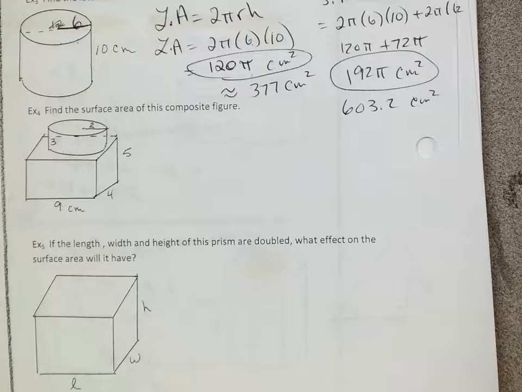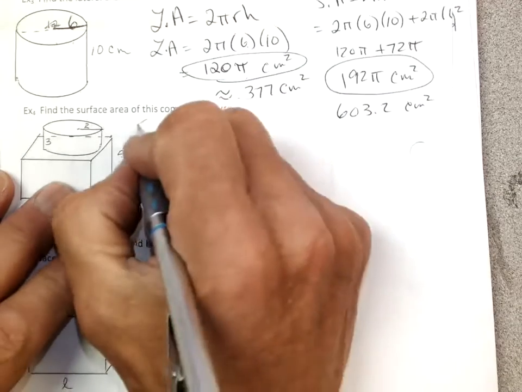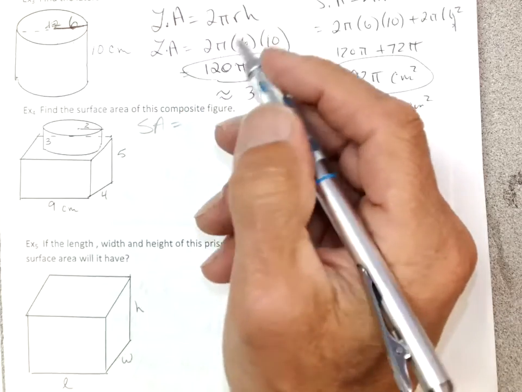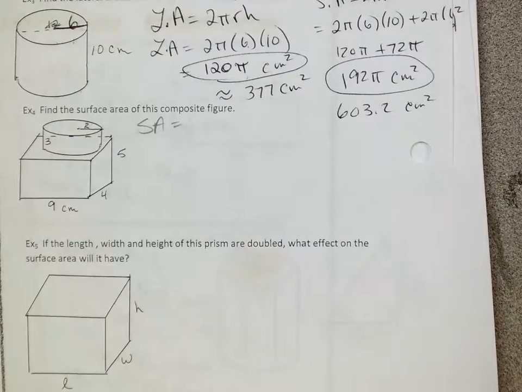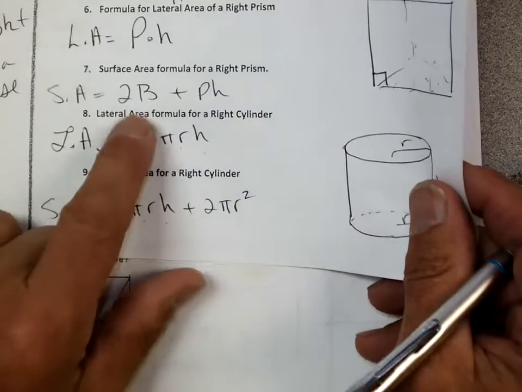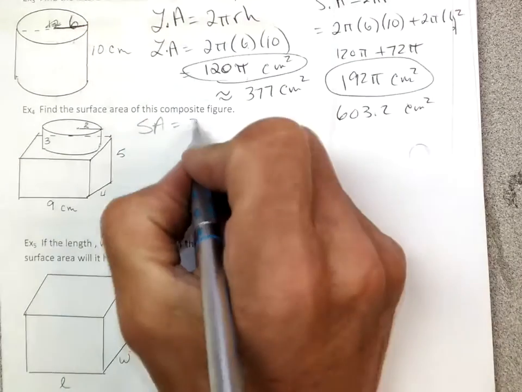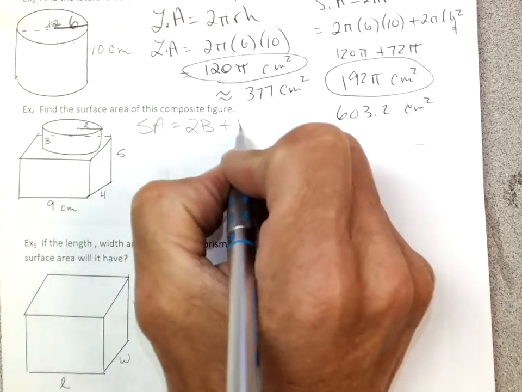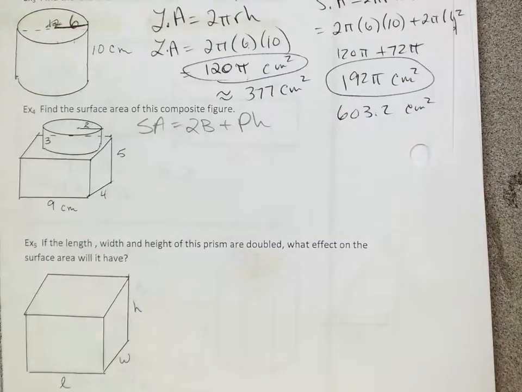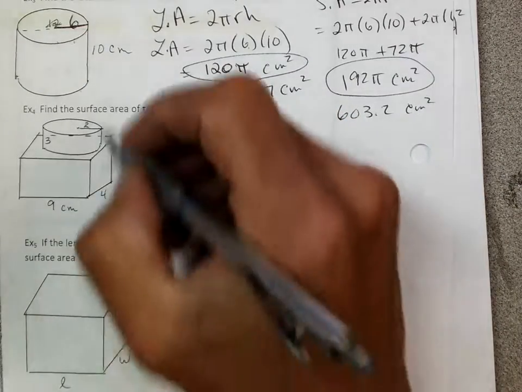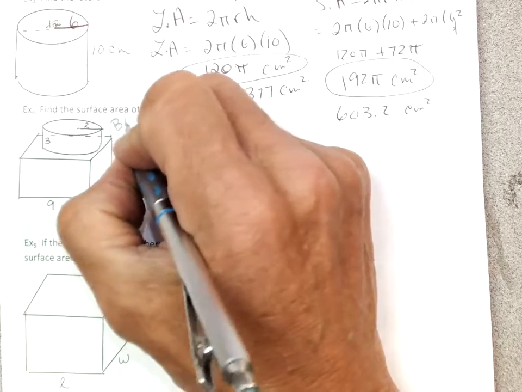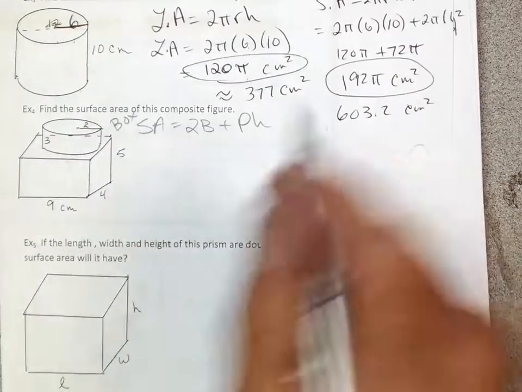So let's see if we can do this. So I'm going to think this through, okay? So for the surface area of this thing, the total surface area I know is going to be, first of all, my 2 times the base plus ph. Okay, so I'm going to go my 2 times the base plus ph. But that's my box, or rectangular prism.